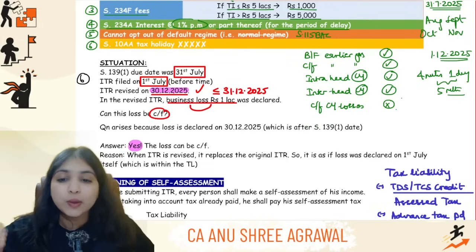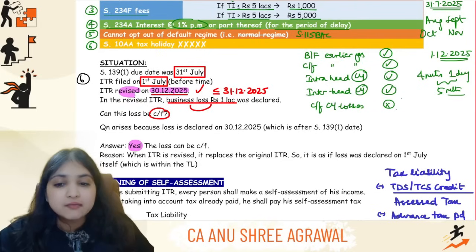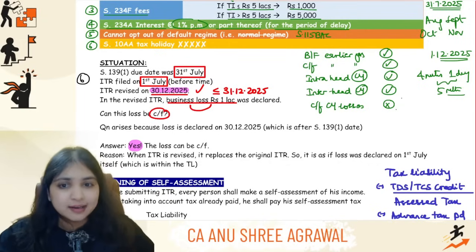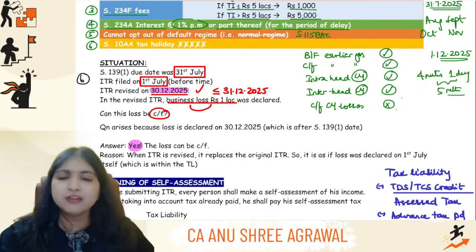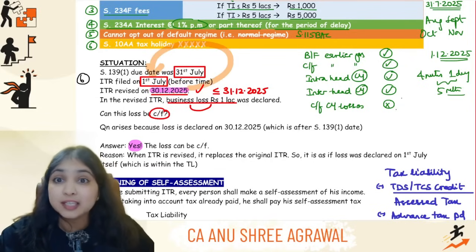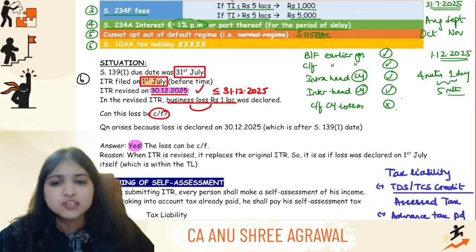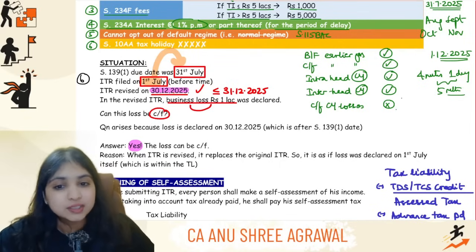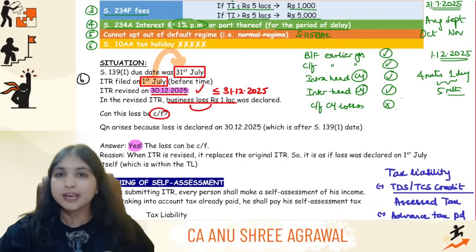The reason is, whenever I revise my ITR, the revised ITR replaces the original ITR. So it is as if I have declared the loss on 1st July. We are creating a legal fiction over here. In reality, we have declared the loss only in the revised return on 30th December 2025, but we will treat it as if it was declared on the date on which you filed the original return, on 1st July. 1st July is within the 139(1) date. So it is as if you have declared the loss within the 139(1) date. So yes, you can carry forward.